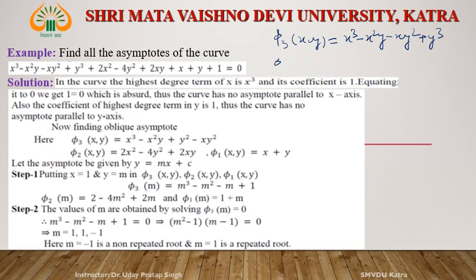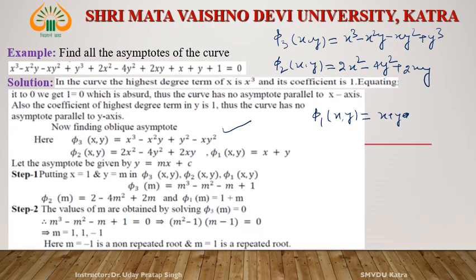Now, what is phi 2 of x, y? The second degree term: 2x square minus 4y square plus 2xy, right? Now, what is the first degree term? Phi 1 of x, y. This phi 1 of x, y is equal to x plus y, right? Then this is phi 3, phi 2 and phi 1. This is step number 1.